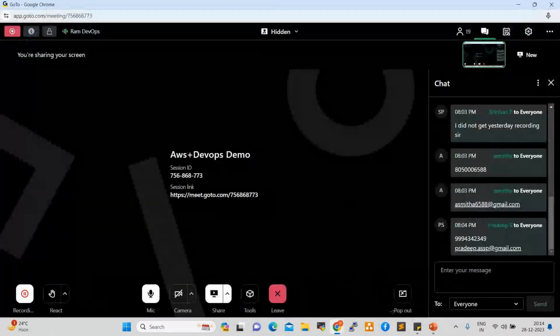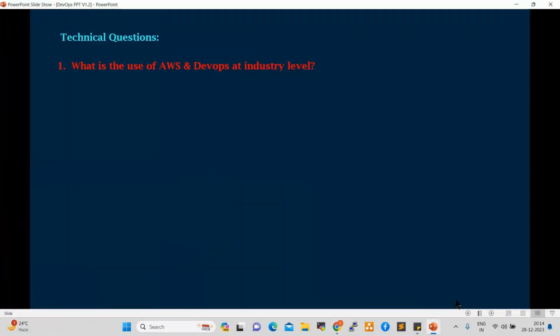Next question here is when the DevOps process started in industry. DevOps is not a new process, right? It is a very old process. In 2008, it was started. By that time we used to use very old tools.